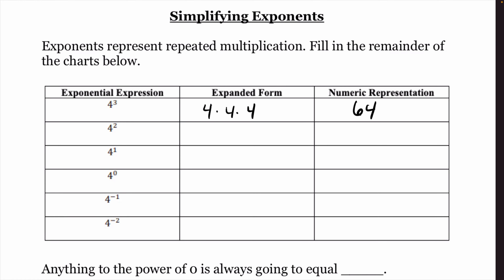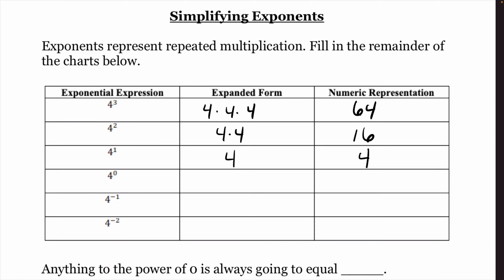4 to the second means take that big number and multiply it twice. 4 times 4. You guys probably already knew that. 4 to the first power, it says take that big number and multiply it once. So that's why it's just 4. Okay, and then I'm going to stop right there for a second.